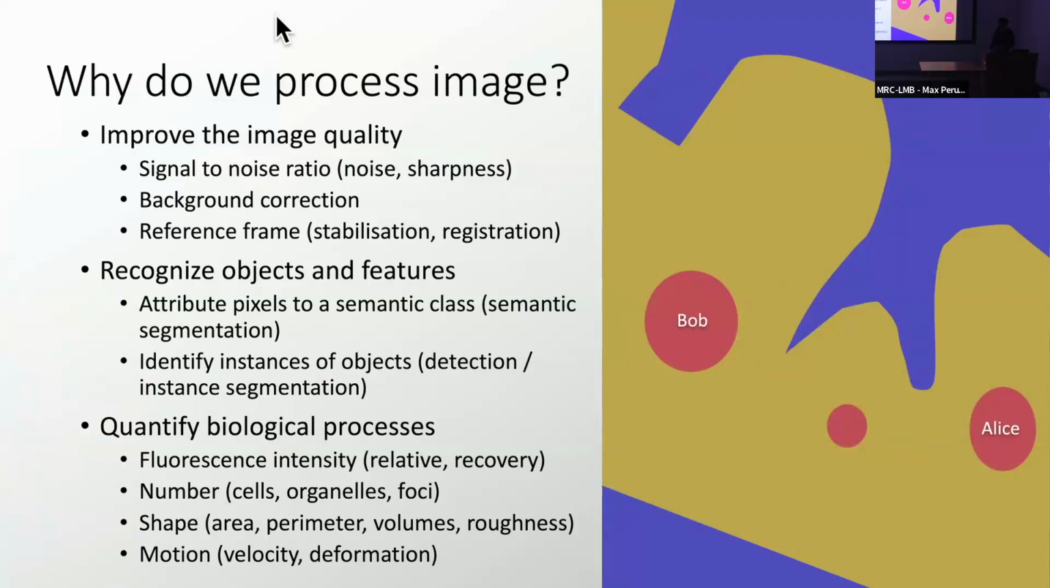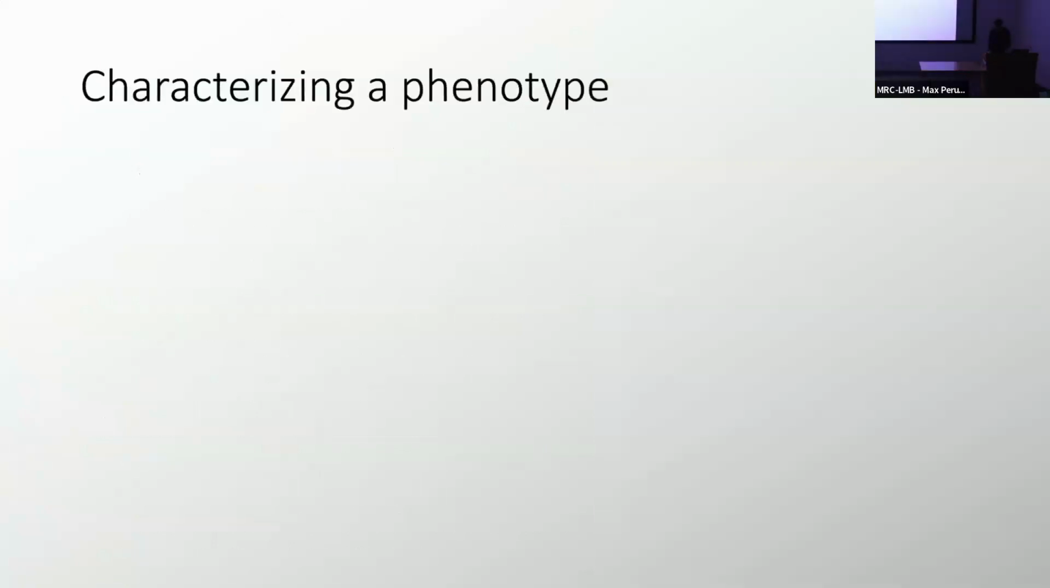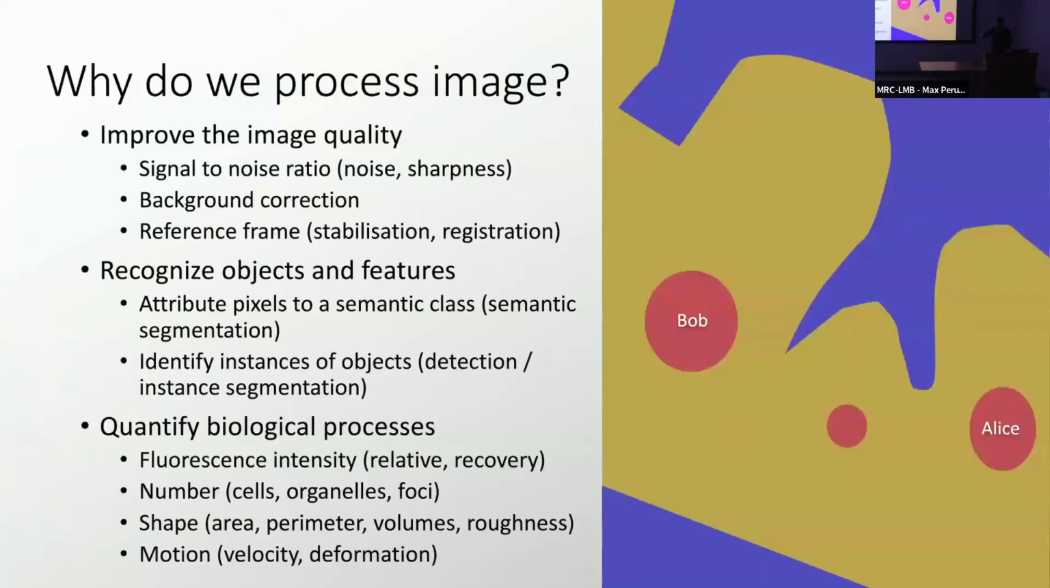And then the next thing is we want to quantify what's in our image, the biophysical process we have imaged on the microscope. So we want to measure fluorescence intensity, or for example some recovery time. We want to count the number of cells, organelles, or foci in a cell. We want to characterize the shape, such as area, perimeter, volume, roughness, or circularity. We might want to measure dynamical information, quantifying motion, velocity, or amount of deformation.